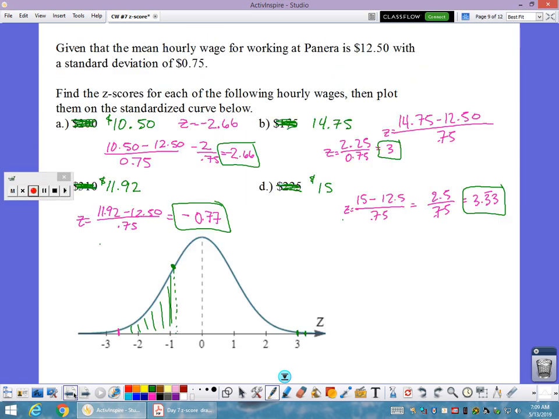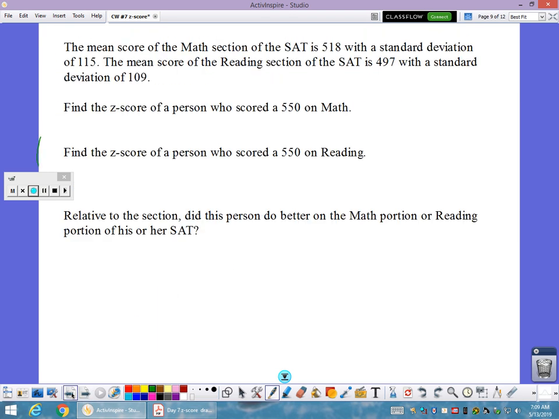3 more problems. Okay. The mean score of the math section of the SAT is 518 with standard deviation of 115. Mean score of the reading on the SAT is 497 with a standard deviation of 109. Find the z-score of a person who scored 550 on math and find the z-score of a person who scored 550 on reading. Relative to the section, did this person do better on the math portion or the reading portion? I want to give you guys time to think about this. Talk in your groups, discuss, figure out who did better. Go ahead and hit pause.